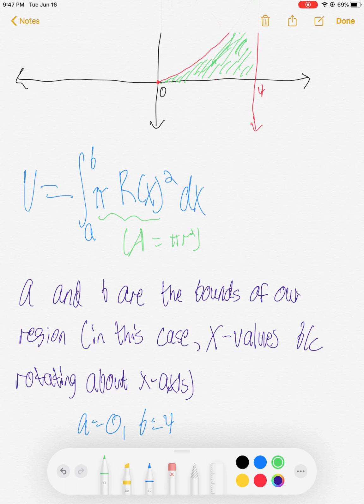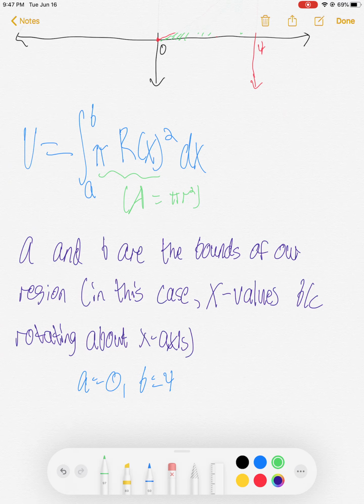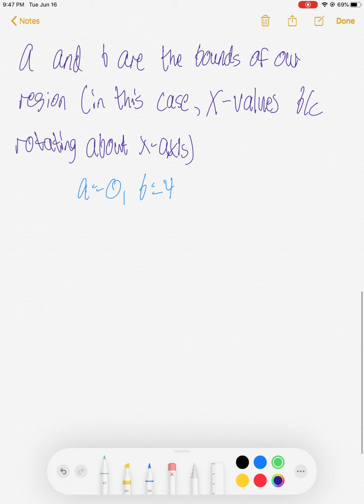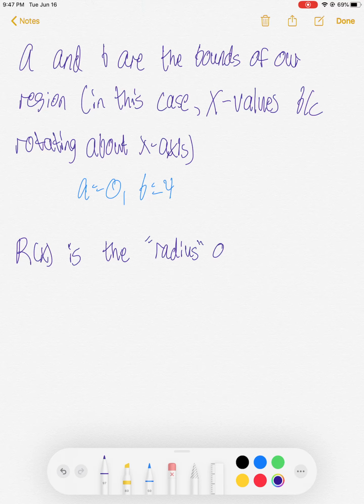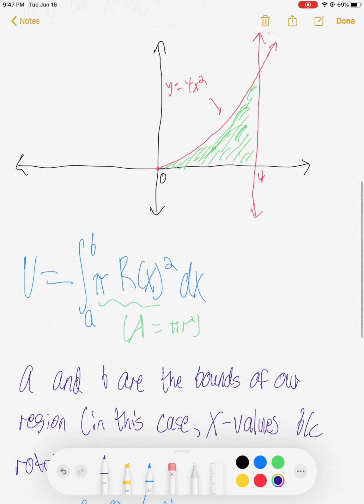So let's see here. We've got A equals 0, B equals 4. Now we need to figure out what this R of x is. R of x is a bit trickier to describe. R of x is the radius of integration. I don't know if that's quite the right word here, but I think whenever I show you in the picture what it is, you'll see what I mean. Let me call this the radius of revolution. This is a totally untechnical term, which I am making up on the spot, but I think that whenever I show you in the picture, it will make more sense.